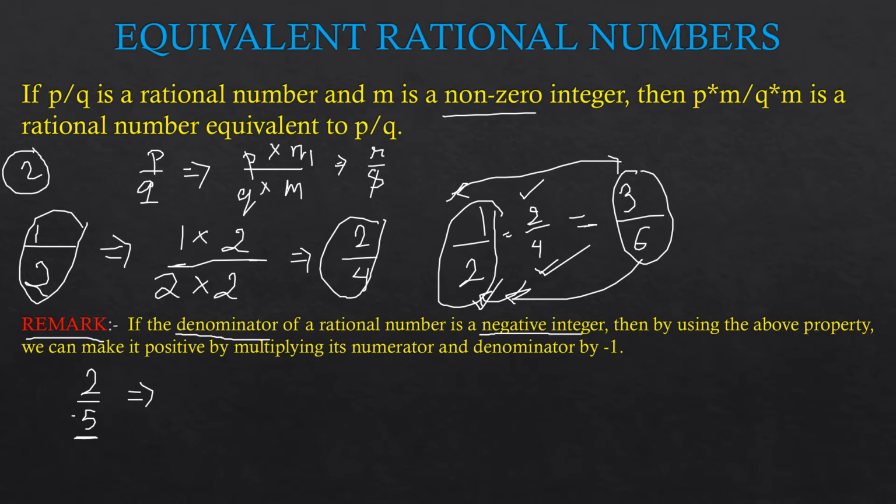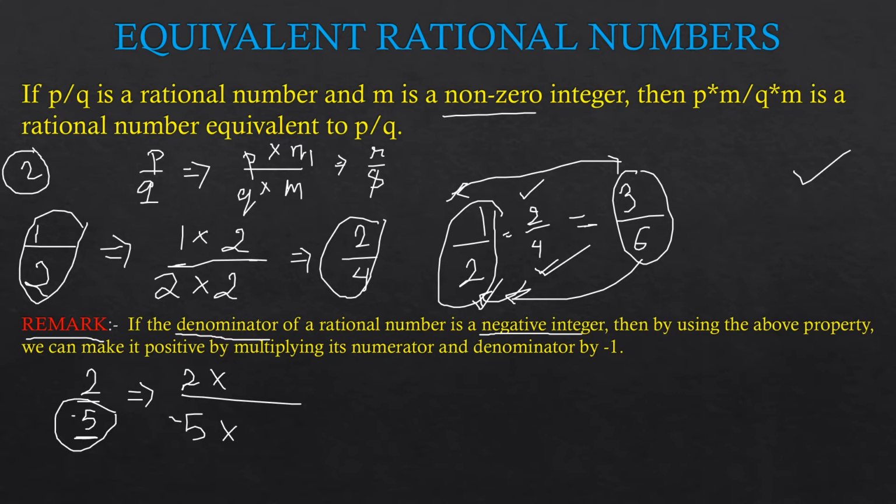Then by using the above property, we can make it positive by multiplying its numerator and denominator by minus 1. If we have to make this denominator positive, we will use this property only, the property of equivalent rational numbers we discussed in property number 1. Whatever operation we perform on the denominator, we have to perform on the numerator also.